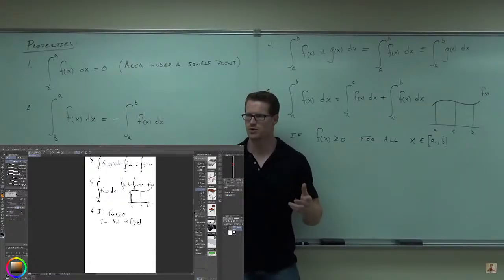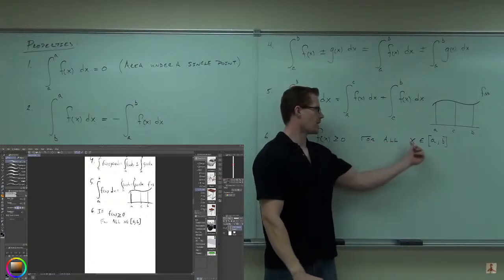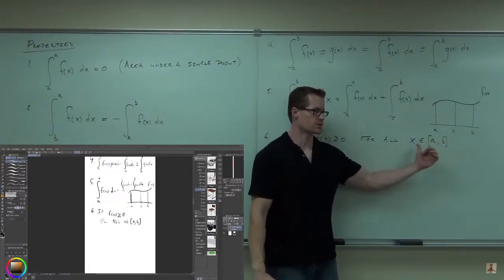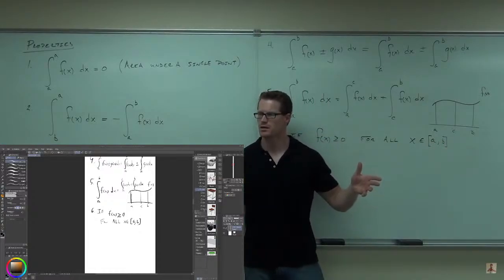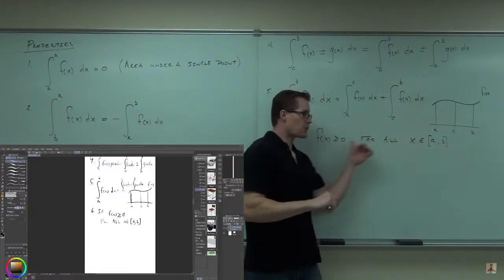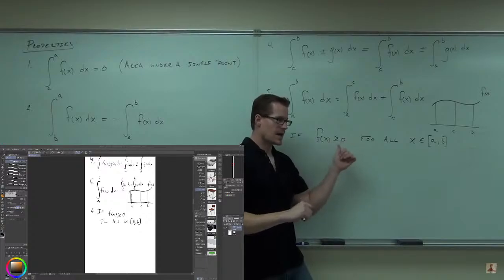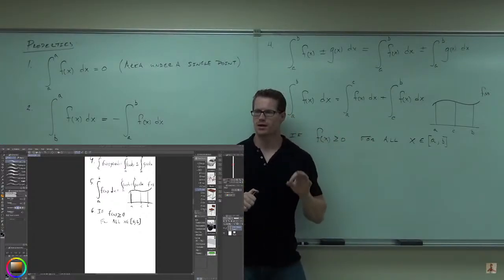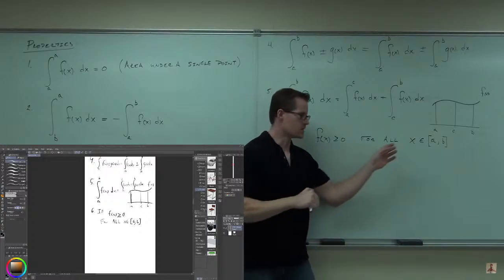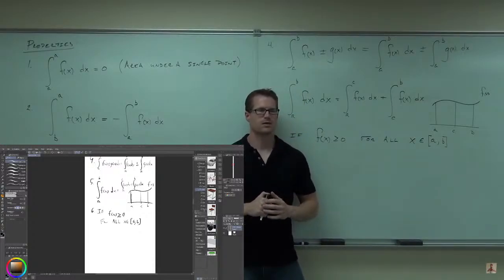So if you're confused on the notation, it says for all x's that happen to be in my interval. In English, that's what it says. For all x's that happen to be, or are, an element of the interval. You okay with the notation on that? If this is true for everything, you plug in any x and it's always positive, it's always above the x-axis, tell me something about the area under the curve on [a, b]. It's got to be positive.